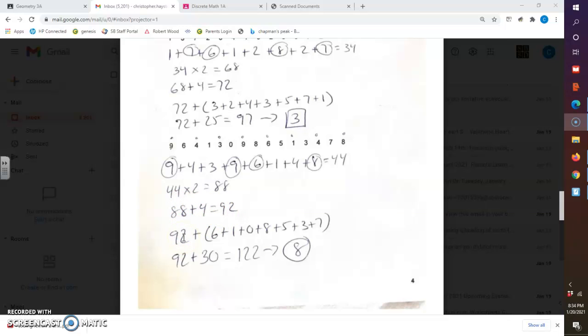And then 92 plus my even spotted numbers. 6, 1, 0, 8, 5, 3, and 7. That total is 30. 92 and 30 is 122. So my check digit is 8.